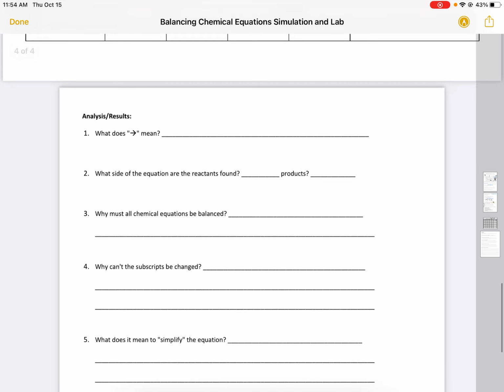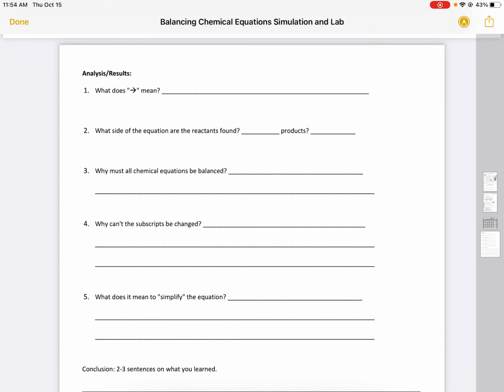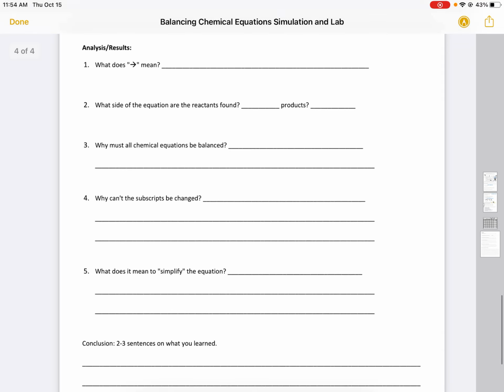And then what you're going to do last is answer this analysis and results page. So what does the arrow mean? What side of the equation are the reactants and the products found on? Why do we have to be balanced? Remember, that has to do with the law of conservation of mass. We can't destroy or create mass, so we have to have the same amount of each thing on either side of the reaction. Magic's not real. We can't just simply have something disappear into nowhere.